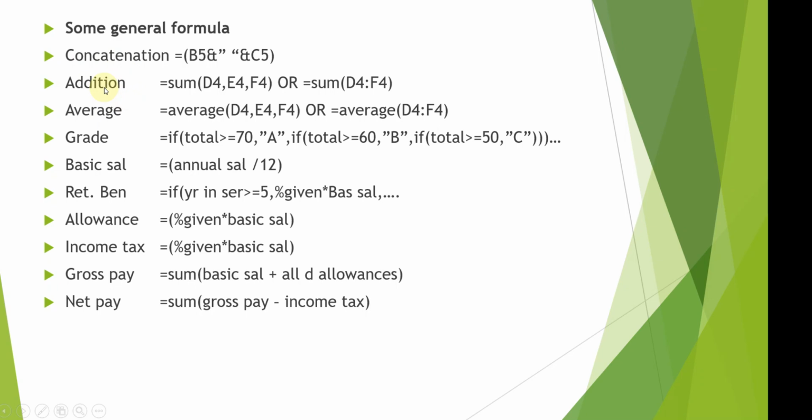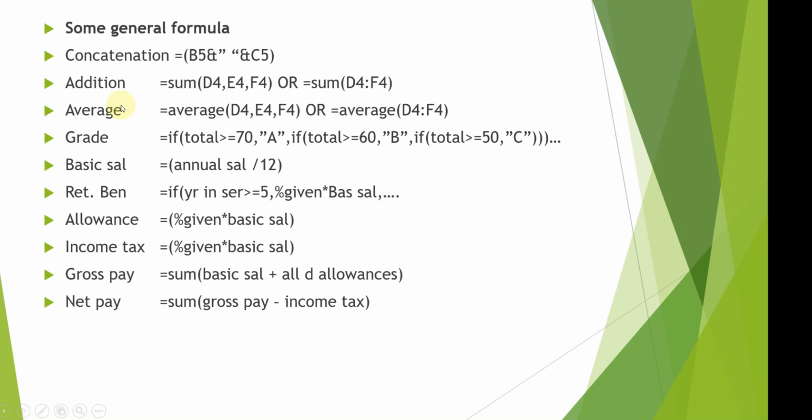Addition: we talk about the operator plus sign, but in addition, you can also add a range of cells, the content of a range of cells, by using SUM. Then you separate them by comma, or you put a range and select everything. So we are going to do all these things practically.